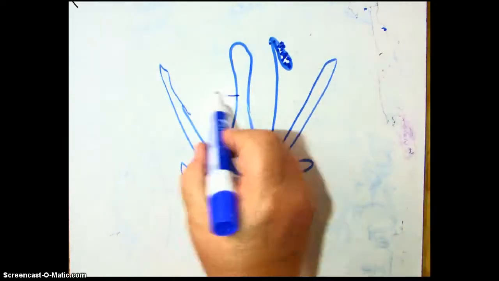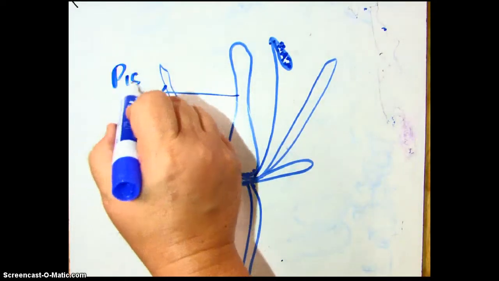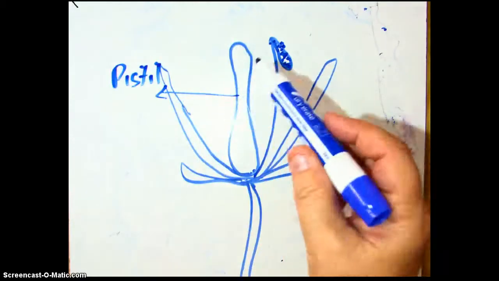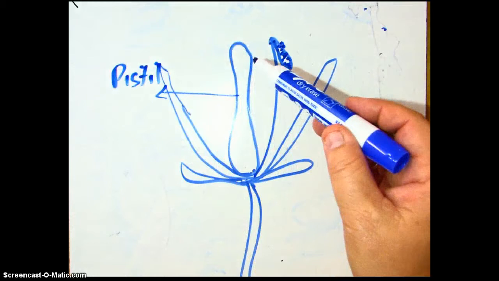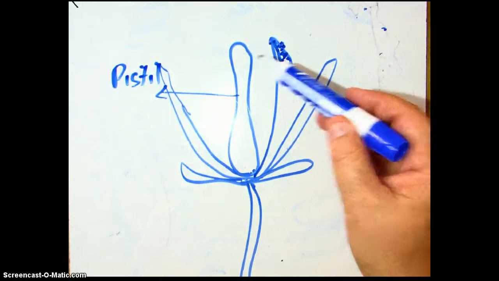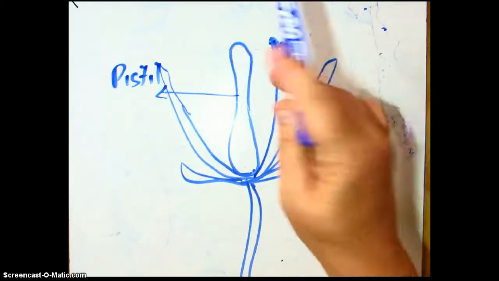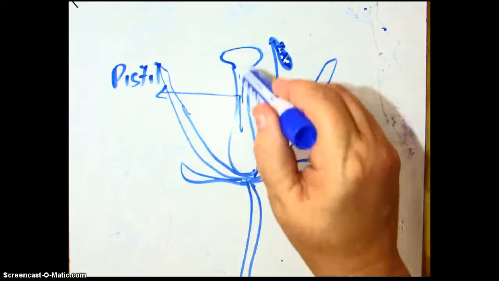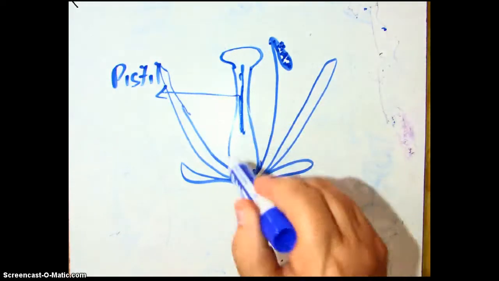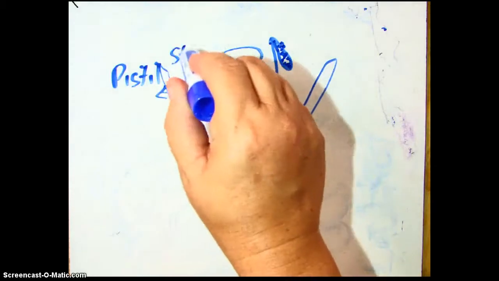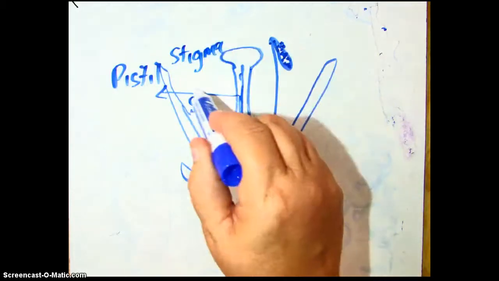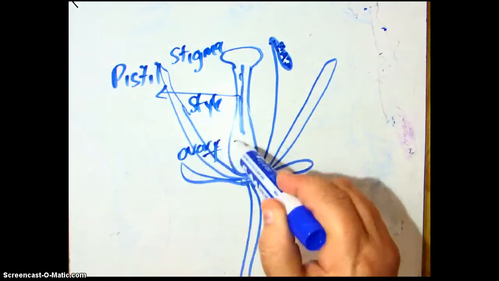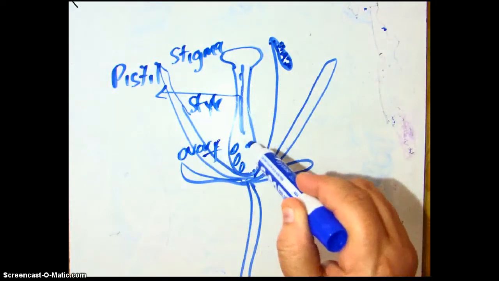Okay, so the female part of the plant is called the pistil. And the pistil is made up of three parts, which is the top part, which is the stigma. This top region is usually a little bit ballooned out. And then the style, which is the long part, and then the ovary, which is down at the bottom. So stigma, style, and ovary. Okay, and inside of the ovary are the ovules, which are the eggs.